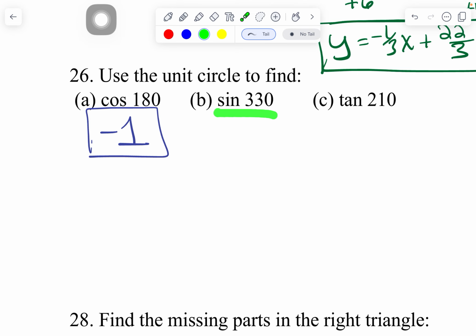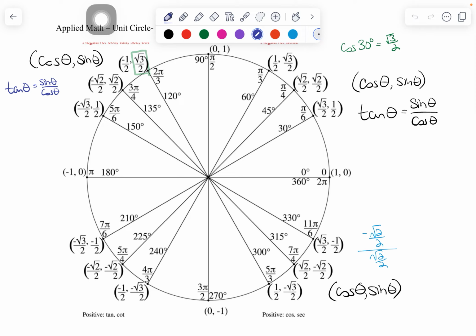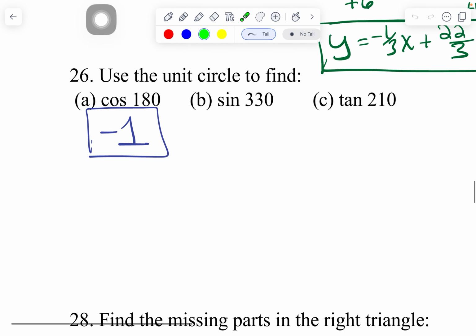We're going to do sine of 330. So let me bounce back to the unit circle here. Bouncing back and forth. All right, so 330 degrees. This is the ordered pair. The sine value is the y value, so -1/2. Now, tangent's going to be the goofy one, right?